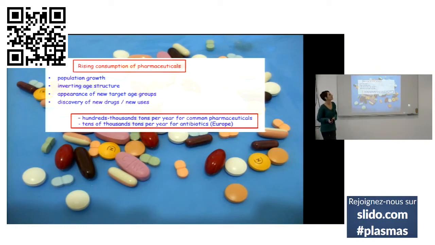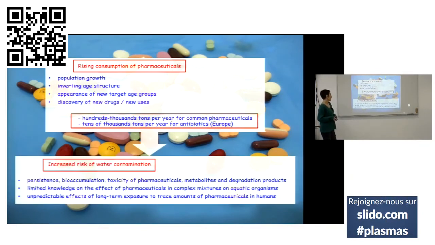And this is due to several reasons, such as the population growth and the inverting age structure, as well as the appearance of new target age groups, the discovery of new drugs or of new uses for the existing ones. So as you see, the figures are quite alarming. There are thousands or even tens of thousands of tons of pharmaceuticals that are consumed each year. And of course, this leads to an increased risk of water contamination.